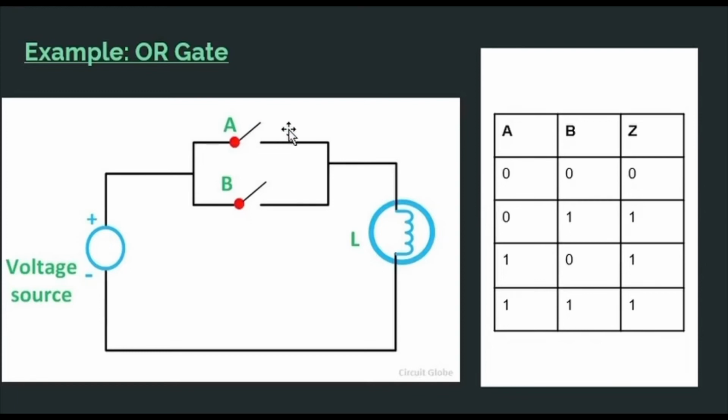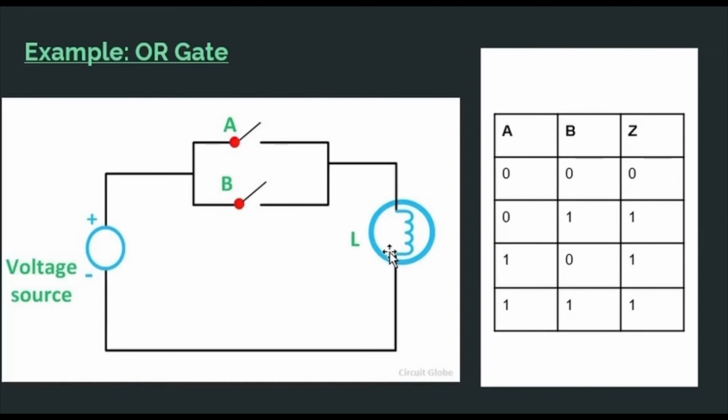In the second case, it's the same thing. It's going to go through A instead and light up the lamp. And of course, when both of them are 1s, the current can go through either of the two switches, A or B, and it's going to light up the lamp.